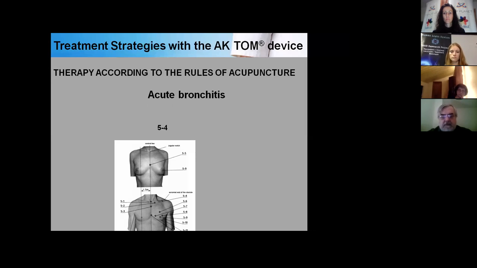At the end, a few words about asthma. Asthma is a special case because it's a spasmic reaction of the bronchial system, and you can't compare it with the other problems in the respiratory system.